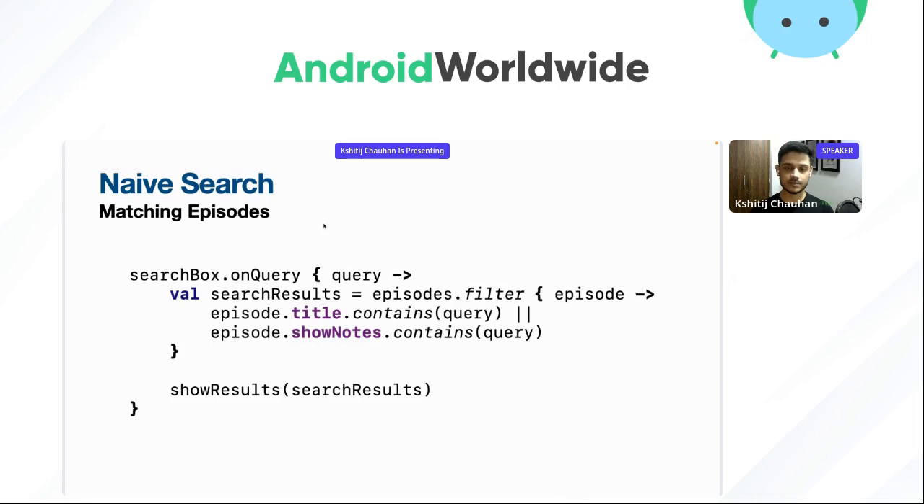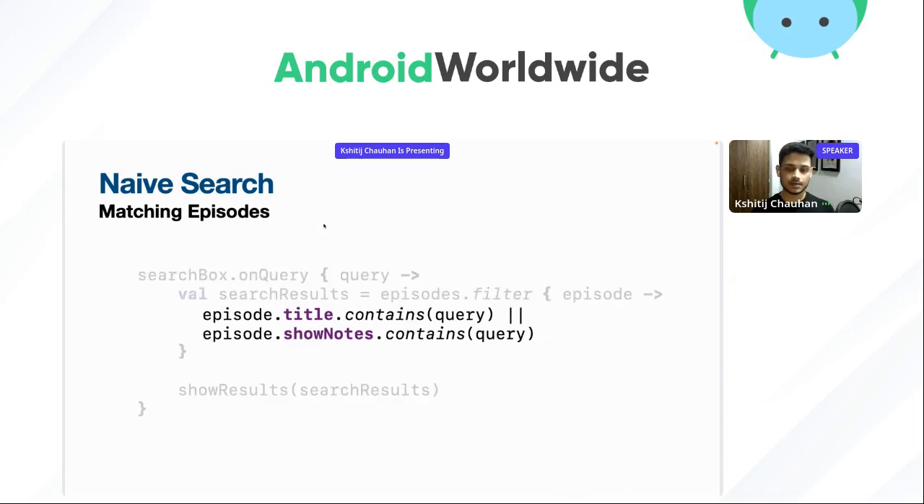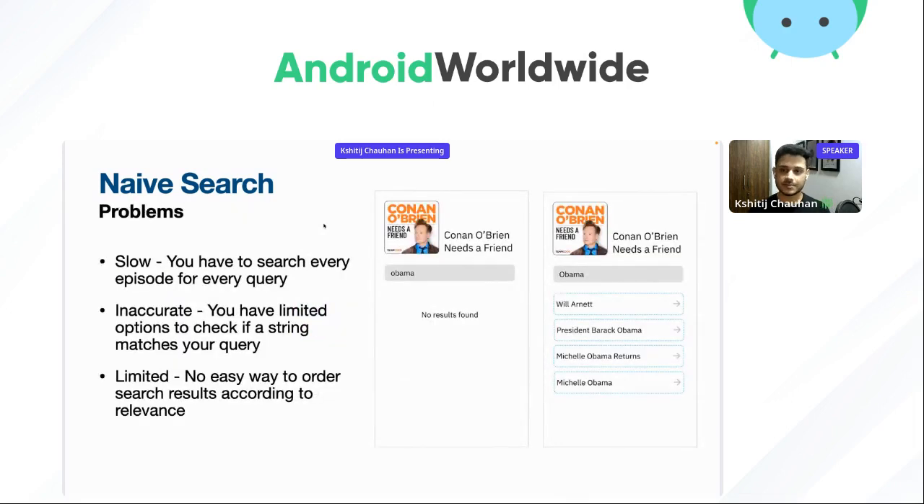Of course, what you could do is on the episodes list that you had, you could run a filter and you could match the query against both properties of your episode. And then finally, once you have some search results, you could show them to the user. Notice that this particular search variant is quite, well, let's say it's inadept. We are basically searching if the query is a substring of either the title or the show notes in our episode. This works, but there are a few problems in there.